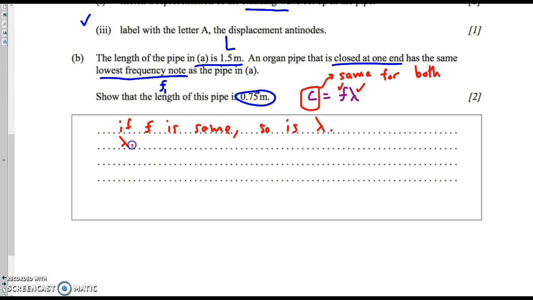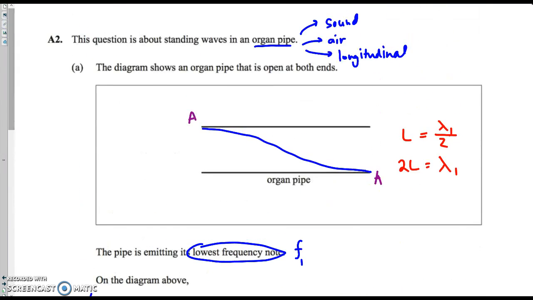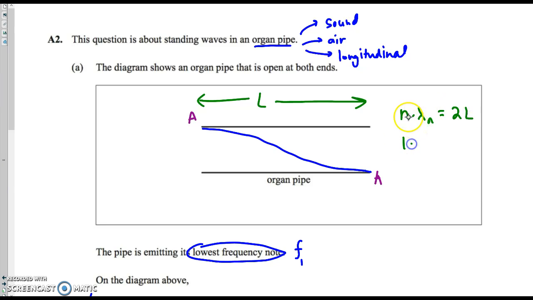So now let's go find lambda 1 for the first pipe. The first pipe is shown up above. You can look and say, well, hey, this length L of 1.5 contains half of a cycle. And rearranging, we get this. Or you can memorize the formula. For a pipe open at both ends, n lambda n equals 2L. We're looking at the first harmonic, and we get the same formula.